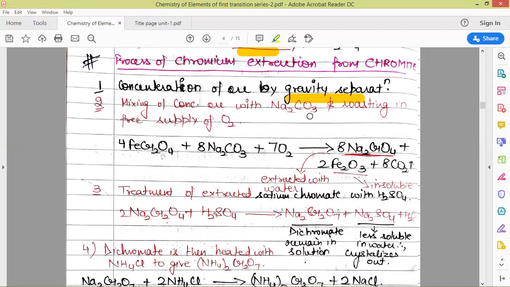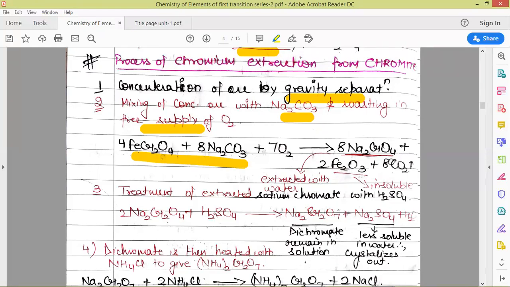In the second step, the concentrated ore is mixed with sodium carbonate, and roasting of those two is done in the free supply of oxygen as per this reaction. This is chromite ore, this is sodium carbonate, and both are roasted in the presence of free supply of oxygen, and we get the conversion of iron chromate to sodium chromate. This obtained sodium chromate is extracted with water because it is soluble in water, and the second component formed along with it is iron oxide, Fe2O3, which is insoluble in water.